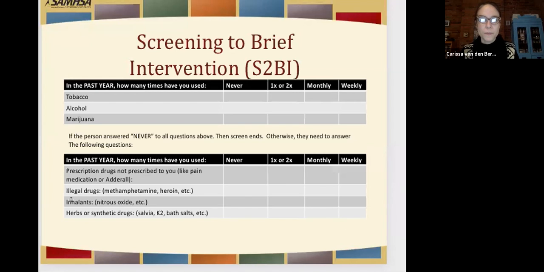So this is the screening to brief intervention. This is one of the types of screen. Past year, how many times have you used tobacco, alcohol, marijuana? And then if they're never, you just don't go any further. If they're affirmative in any way, then you go and see if it's any kind of significant use.